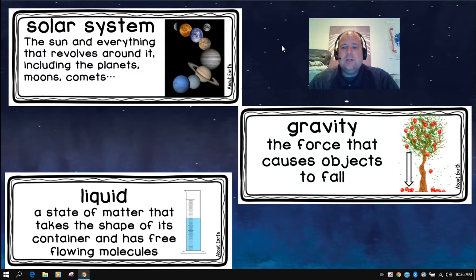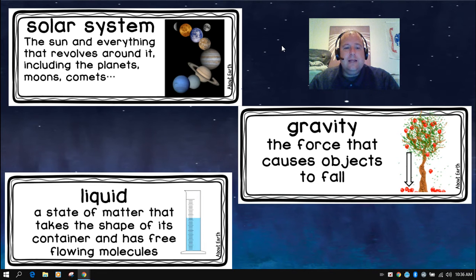Gravity, the force that causes objects to fall. So if we did not have gravity, my highlighter would stay floating in the air. But due to gravity, it pushes. Gravity is really heavy, even though we can't feel it, helps it fall.